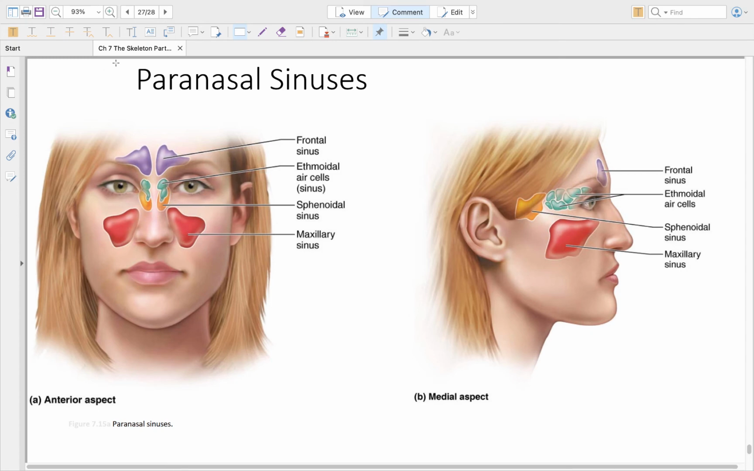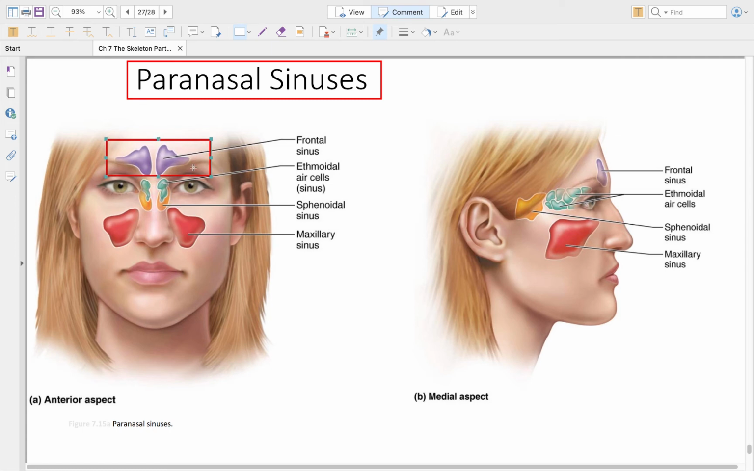All right, our paranasal sinuses. So when your sinuses hurt, or you have a sinus headache, or your sinuses are inflamed, this is what we're talking about. We have air pockets that are lined with, of course, a membrane, and that can become inflamed or infected, which would be a sinus infection, right?